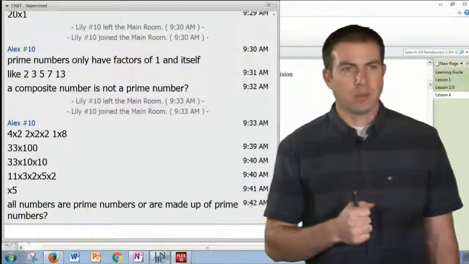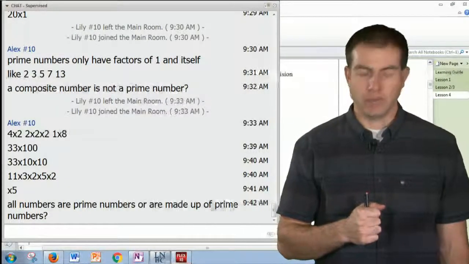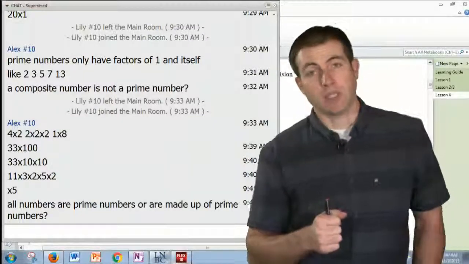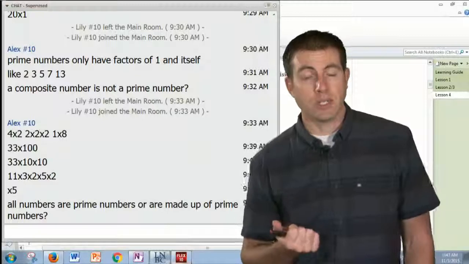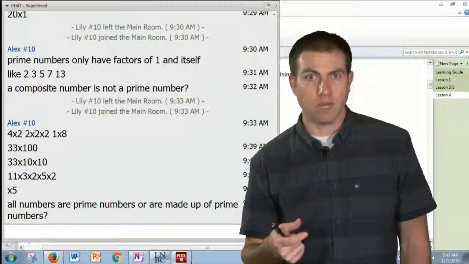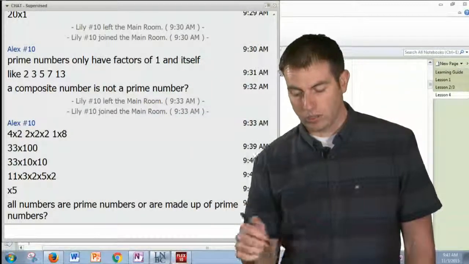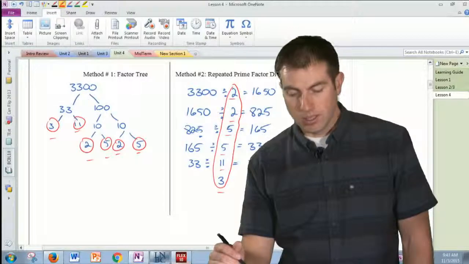So all numbers are prime numbers or are made up of prime numbers. Yes, we can take a prime factorization of any number. We can always break a number down into its prime factors. Even if it is prime, it's just going to be 1 and itself, but technically 1 is a prime factor and then whatever the number was. So yes, we can always break a number down into prime factors.